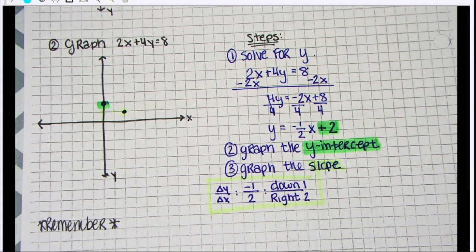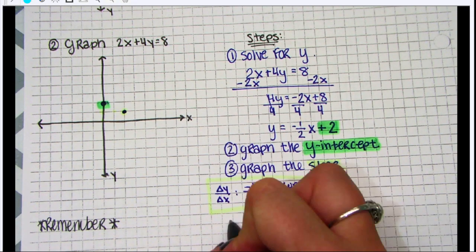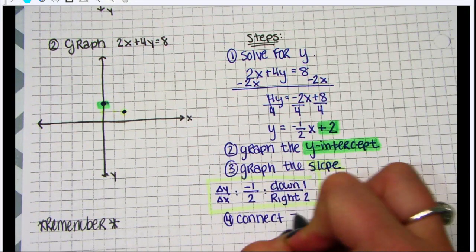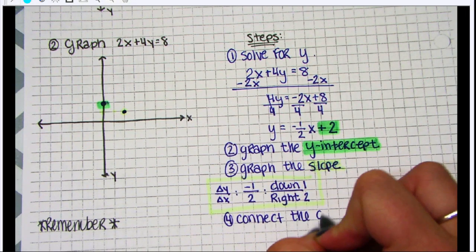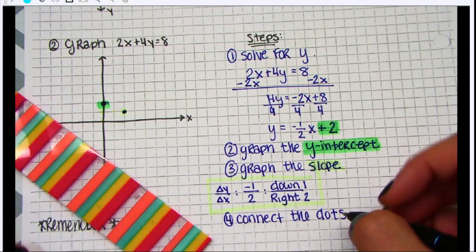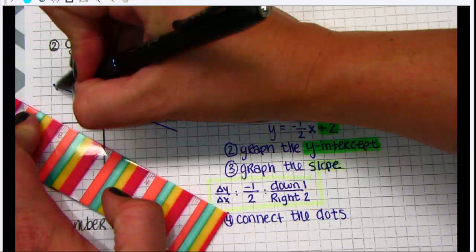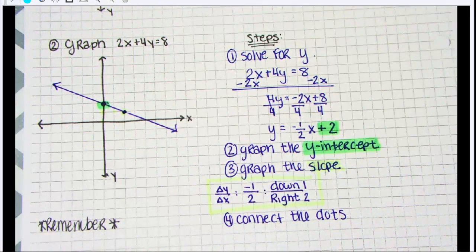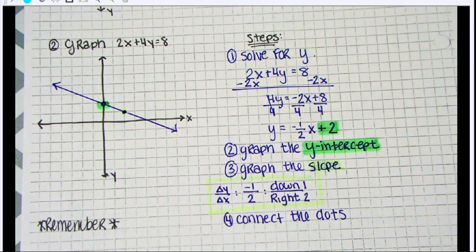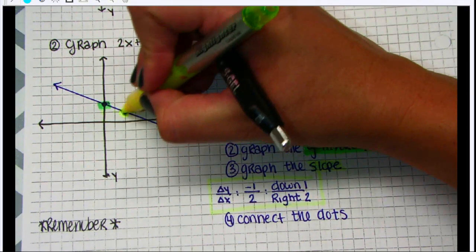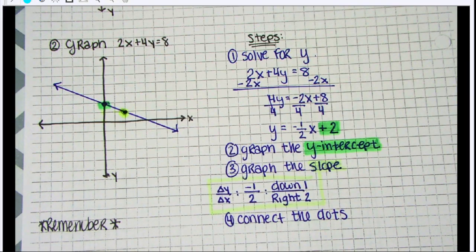What should we do with those 2 points? Make a line. We're going to connect them. Good. So step 4, connect the dots. Remember to put 2 arrows because the arrows show infinite direction. Lines are infinite in opposite directions. So you want to make sure you're putting the arrows.